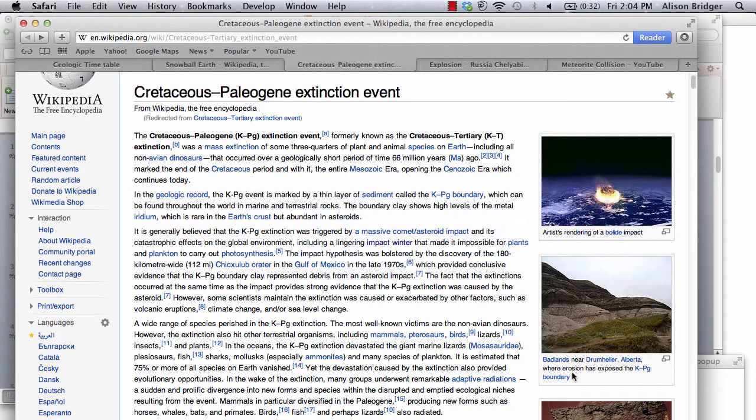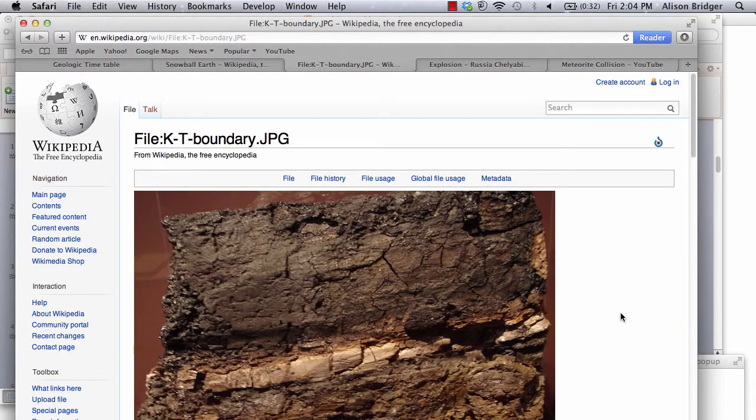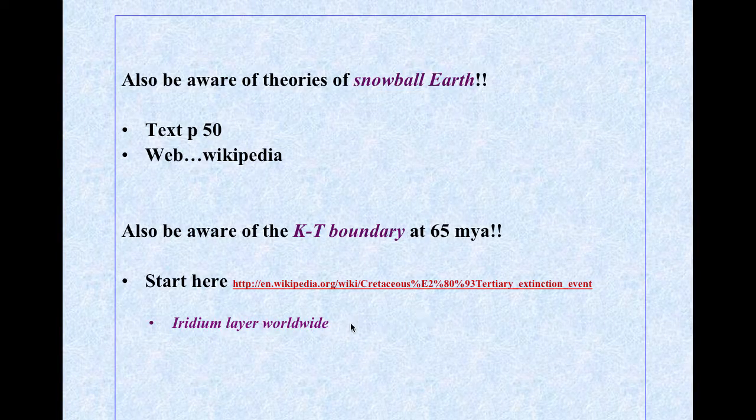However, as this little diagram over here on the Wikipedia page shows, if you dig down far enough anywhere on the planet, you find a layer of rock, here it is in this diagram, which is rich in iridium. Okay, so iridium, very rare on Earth, plentiful in asteroids, and everywhere you look on Earth, if you dig down far enough, which means dig down back in time, you find a layer of iridium. And that's one of the clues we have to the fact that there was this big collision.